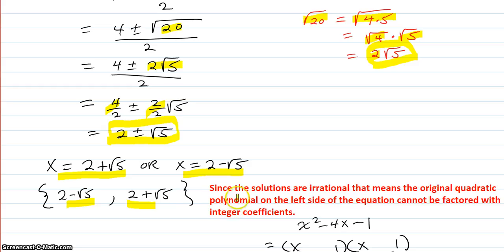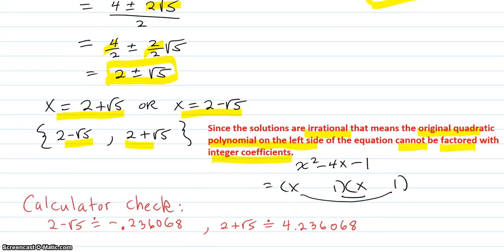Now, since the solutions are irrational, because they have the square roots in them, that means the original quadratic polynomial on the left side cannot be factored with integer coefficients. In other words, you can't factor it over the number systems that we usually factor these over.